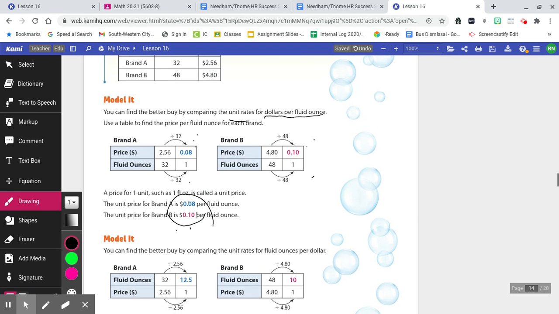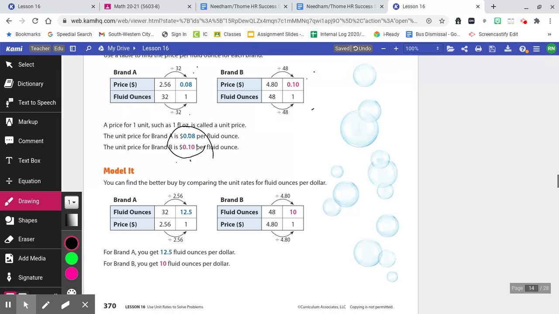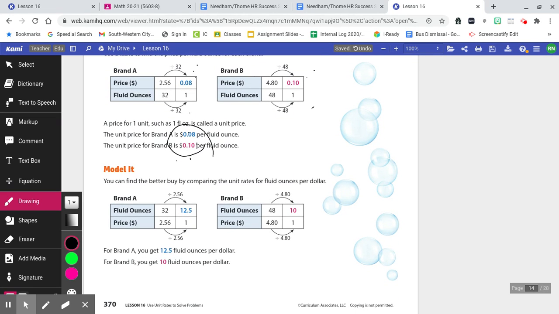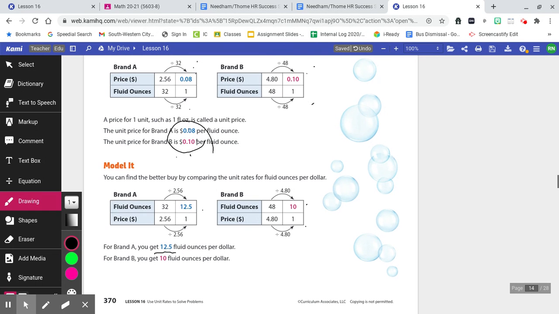And let's look at this second way. You can find the better buy by comparing unit rates for fluid ounces per dollar. I could have said, for $1, how many ounces do I get? And for $1, how many ounces do I get? Obviously, I get 12.5 ounces for $1. That's a better buy than just getting 10 fluid ounces. So several different ways you could set this up, but finding the unit rate is always the most helpful.